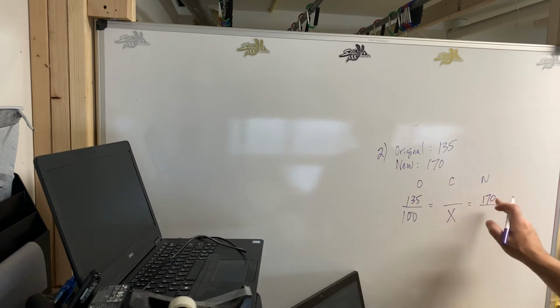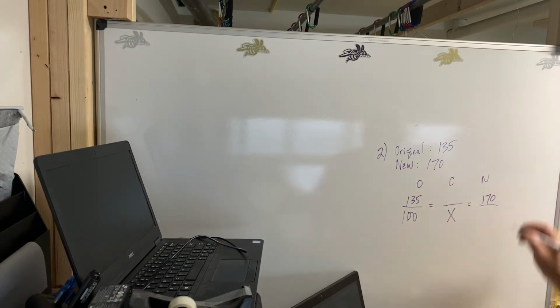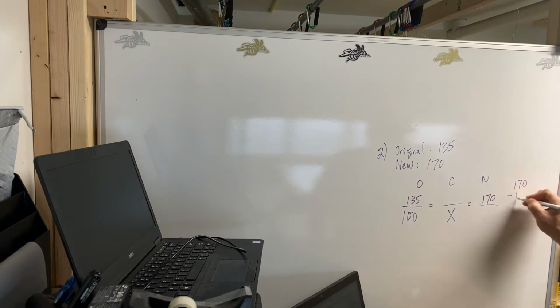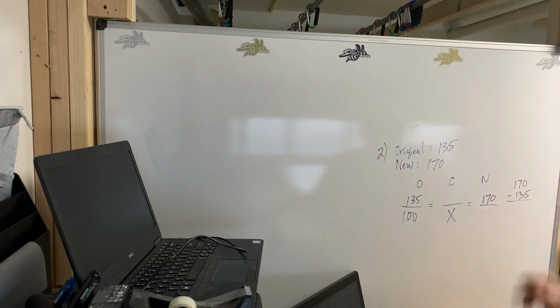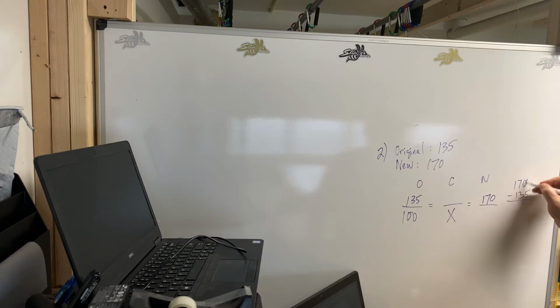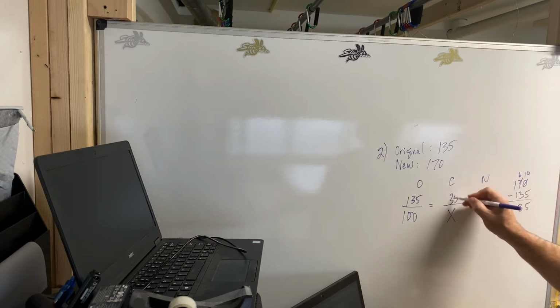So now, how would I figure out how I went from 135 to 170? Subtraction. 170 minus 135. And I go ahead and that becomes a 10, that becomes a 6. 5 taken away from 10 is 5. Take away 3 from 6, you get 3. So my answer here is 35.